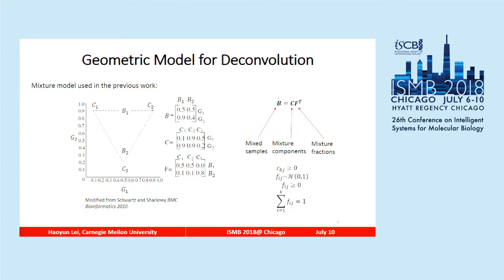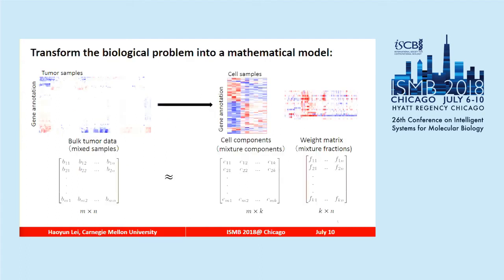So the matrix B provides the coordinates of the mixture samples B1 and B2 in terms of the copy number of G1 and G2. And the matrix F describes how B1 and B2 are generated from C. For example, the first row of F indicates that B1 is a mixture sample of equal parts of C1 and C2. This model can be expressed as a matrix multiplication with some constraints, which is the basis of our work.